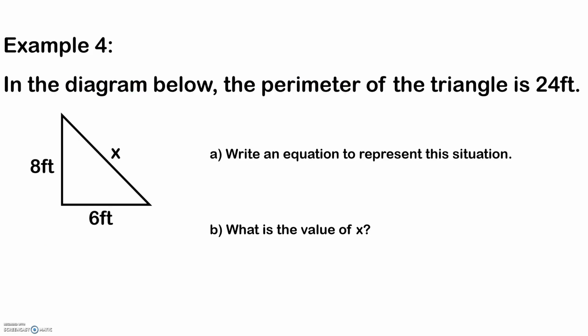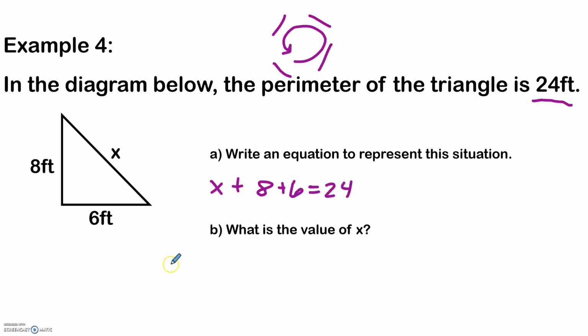Try your best on example 4. Go ahead and write the equation and try and solve it. Use example 3 as your guide. So again, we're looking at the diagram below. We're talking about the perimeter, which is going to be the distance around, where we're going to be adding up all of the sides that I go through, and that's going to equal 24. So my equation is adding up all of my sides and knowing that it equals my perimeter.